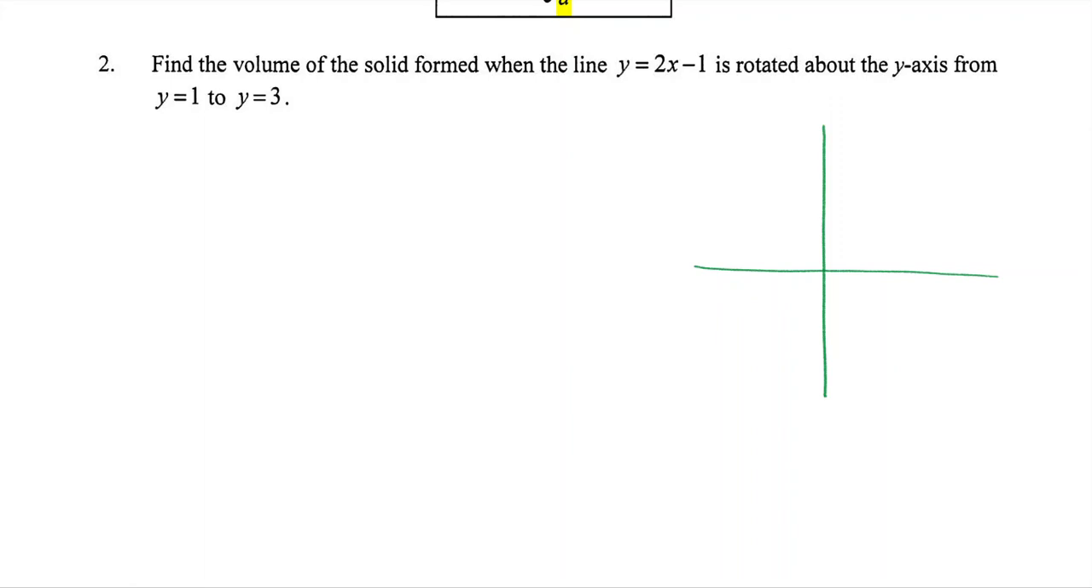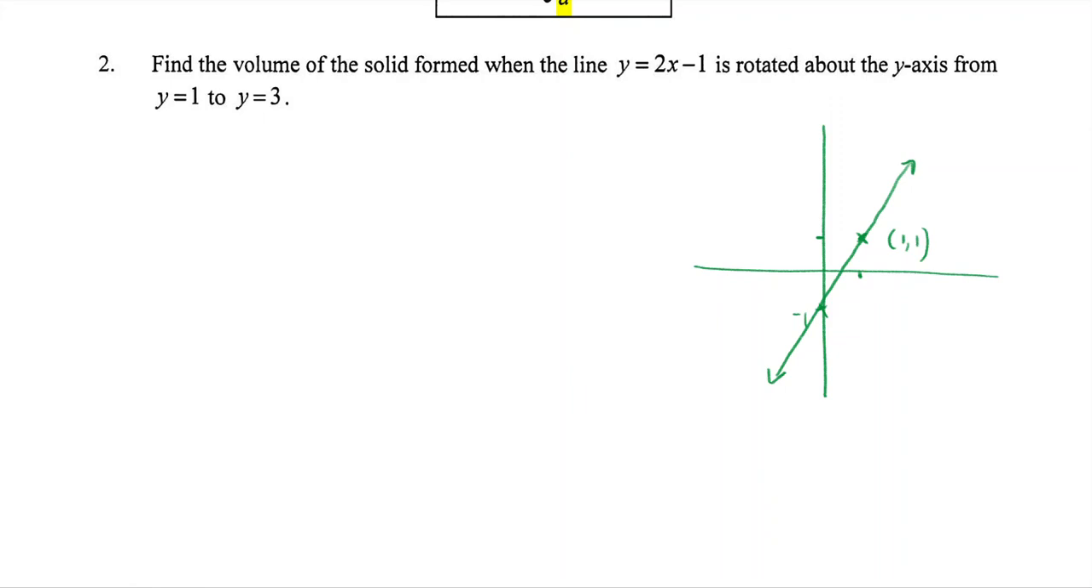So y equals 2x take away 1 is a straight line. The y-intercept would be at -1. The gradient is 2, which means I want to rise 2 and run 1. So this point here would be the point (1, 1). And that would be my line.